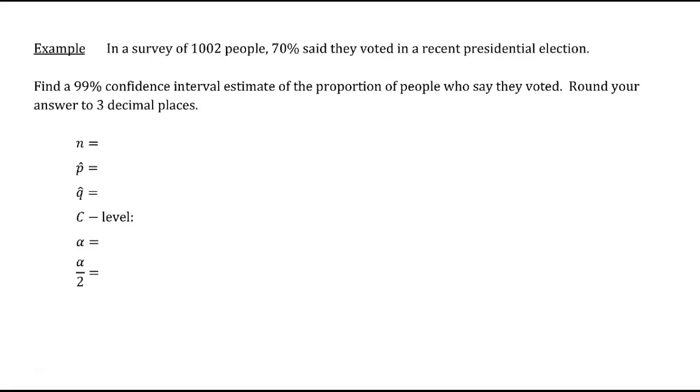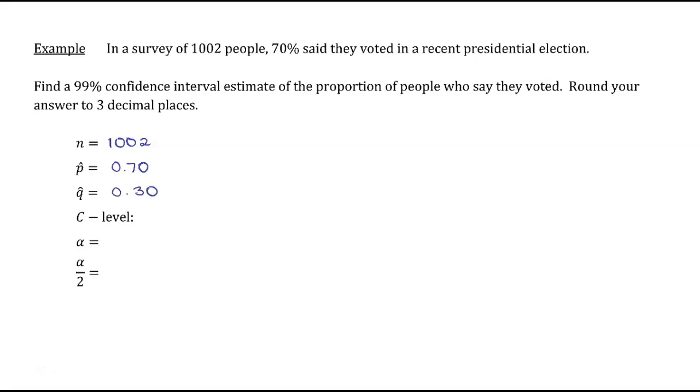Our sample size is 1,002. Since 70% said that they voted in the presidential election, that's our p hat, the proportion of the sample. We'll write that as 0.70. That means that q hat, or 1 minus p hat, is 0.30.